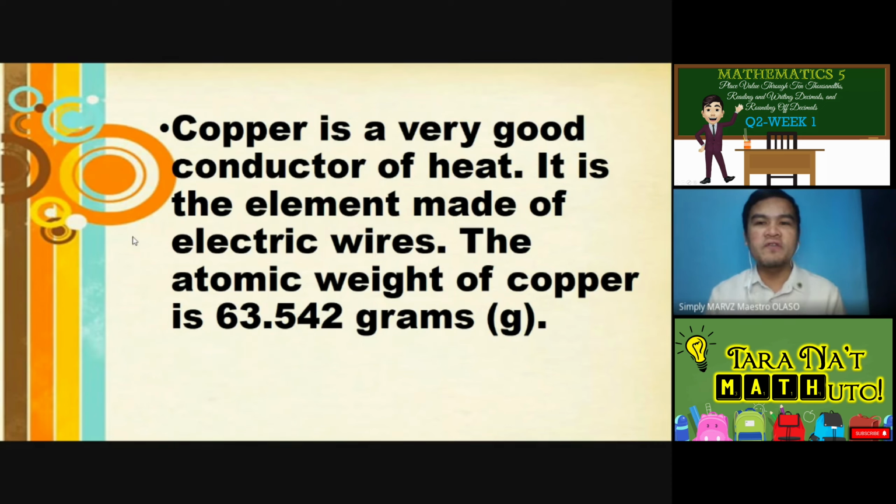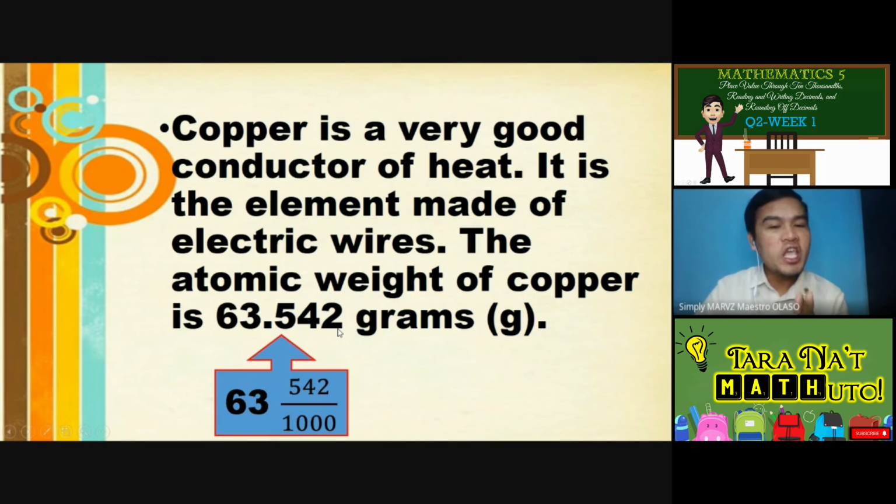Copper is a very good conductor of heat. It is the element made of electric wires. The atomic weight of copper is 63.542 grams. This is not the way of reading. So there is a proper example of mixed decimals. In order to read 63.542, we will change that into a mixed fraction, 63 and 542 thousandths. So the proper reading of this number is 63 and 542 thousandths. Let's discuss further.